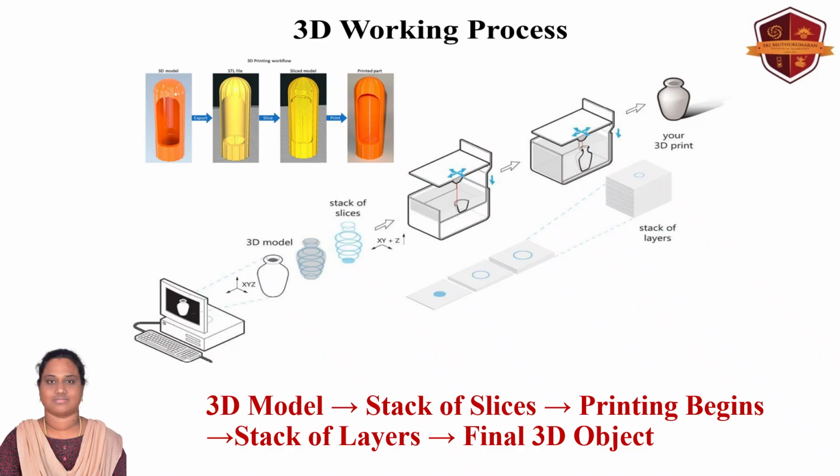Then the model is converted into a stack of 2D slices. Then the printing begins. Here the G-code is sent to the 3D printer and printing begins with layer by layer fabrication. And the object gradually takes its full height and structure. Finally, the 3D object is created physically.